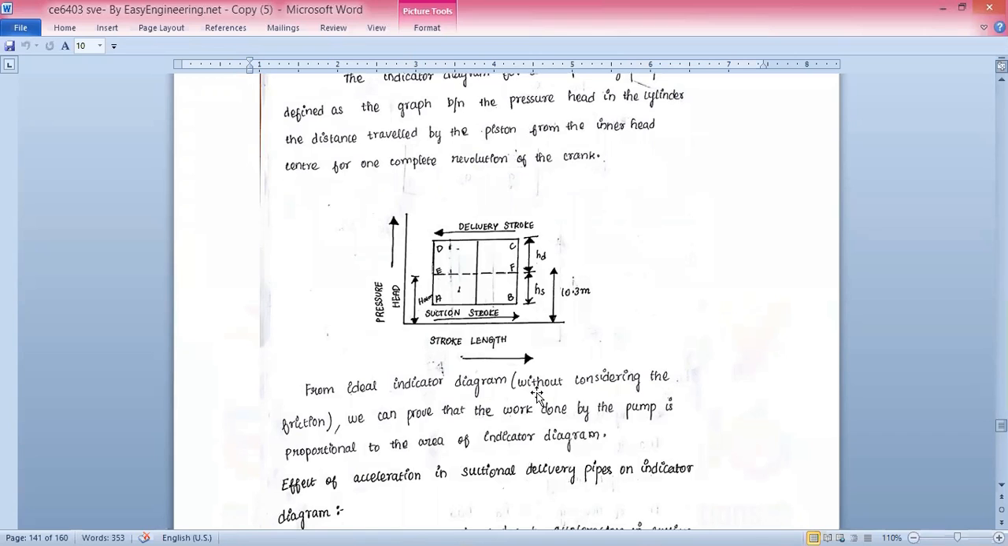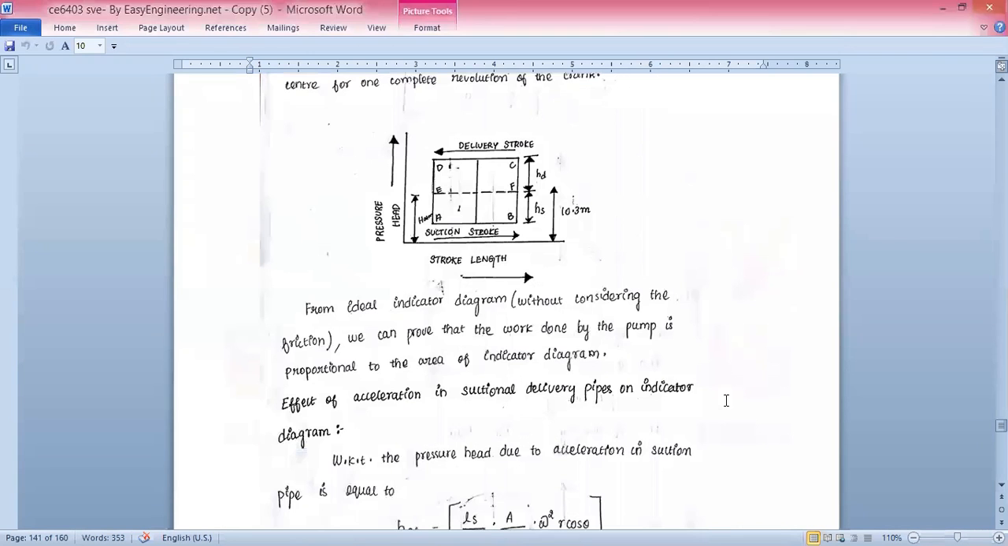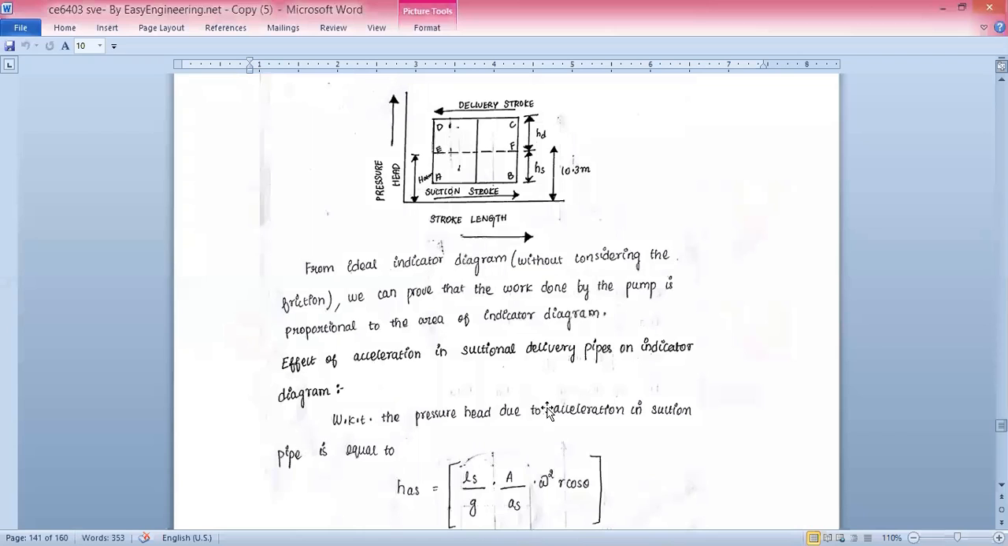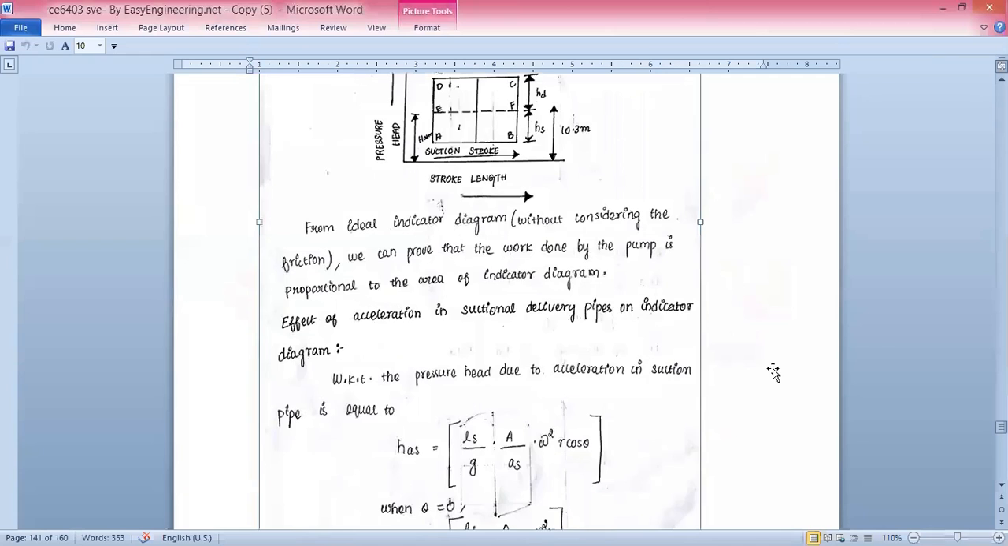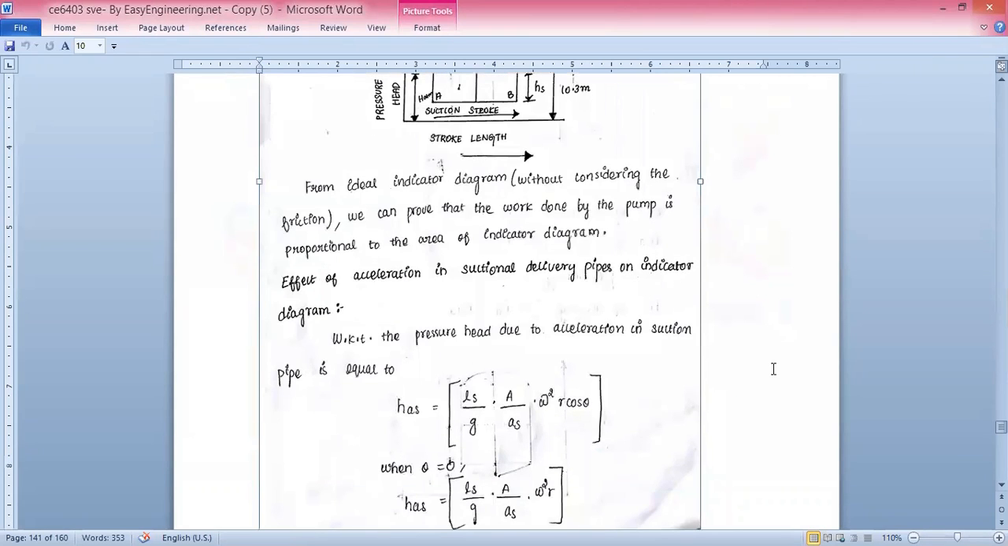So let's see the ideal indicator diagram without considering the friction. It is assumed that there is no friction inside. So we can prove that the work done by the pump is proportional to the area of the indicator diagram. By this diagram, we're trying to understand how it works. Okay, next we see the effect of acceleration in the suction and delivery pipe on the indicator diagram.